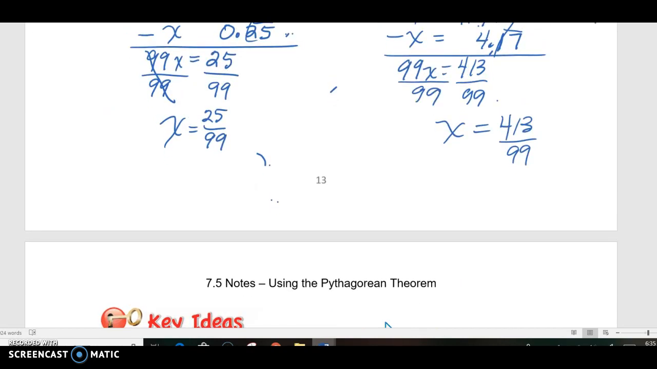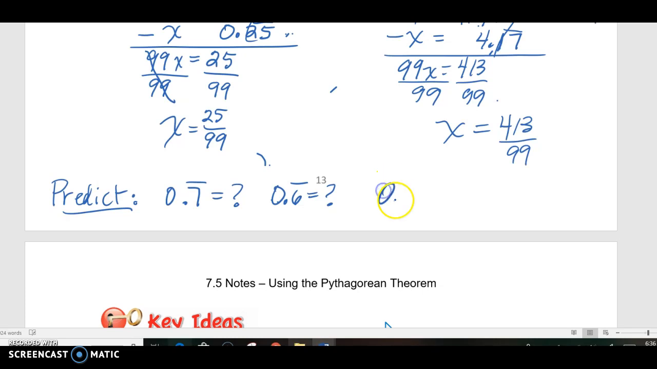So notice you don't have any on your own tonight, but what I want you to do is to see if, based on the work that we did today, can you make a prediction about what you think 0.7 repeating would be as a fraction? What do you think 0.6 repeating would be as a fraction? Okay, and then do you have a prediction for, let's take one like 0.56 repeating or 0.85 repeating?